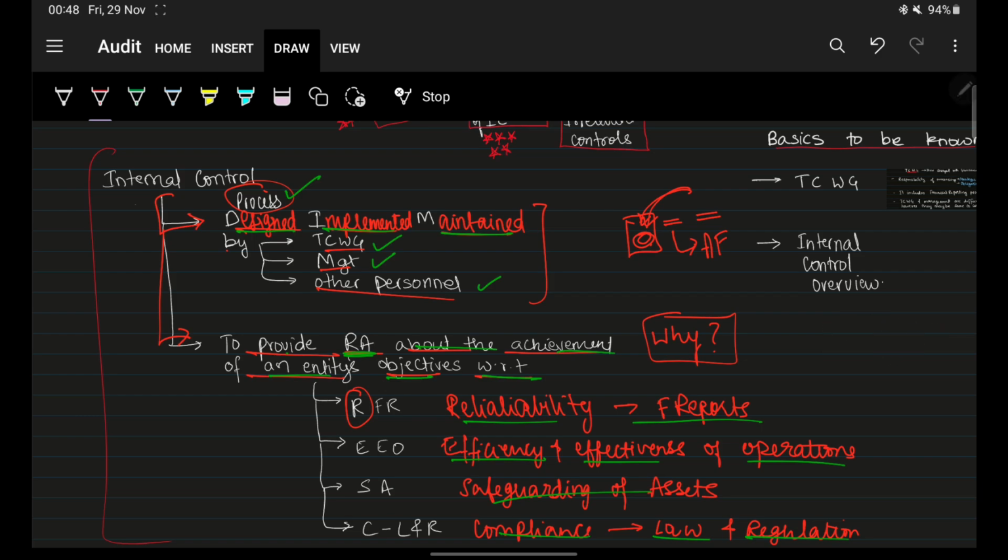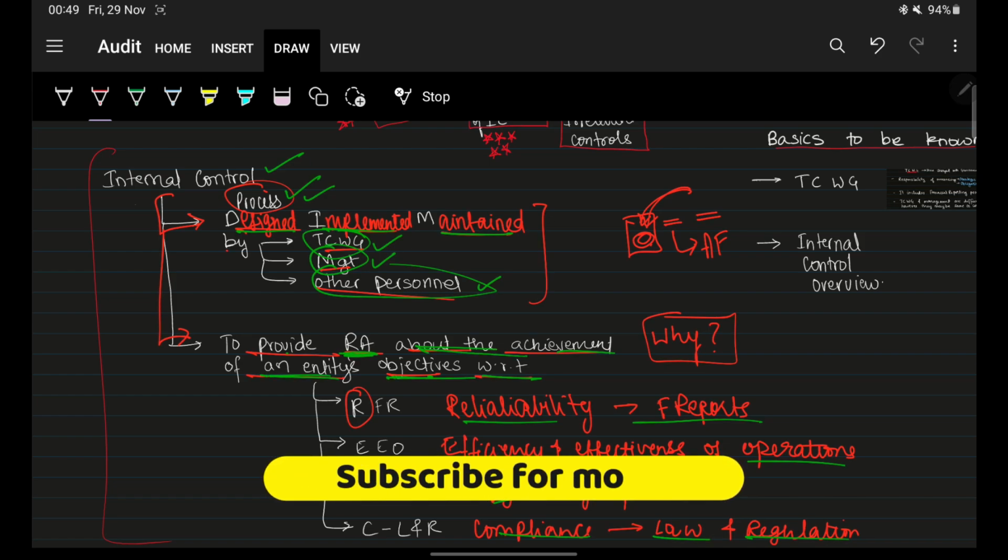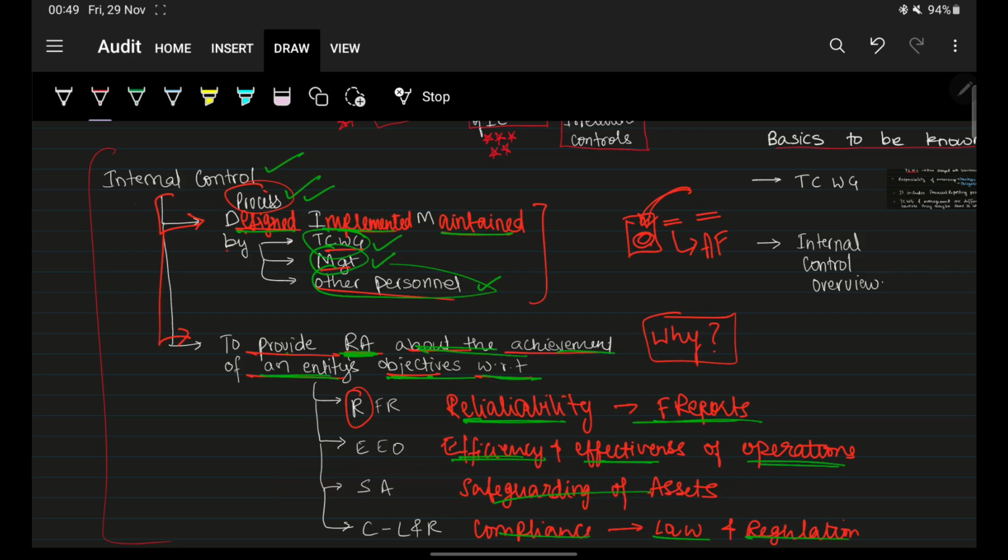So here what we do is we just repeat it 2-3 times so it sticks in our brain. Internal control is the process that is designed, implemented, and maintained by those charged with governance, management, or any other personnel. Why is this done? This is done to provide reasonable assurance about the achievement of an entity's objectives with regard to reliability of financial reports, efficiency and effectiveness of operations, safeguarding of assets, and compliance with law and regulation.